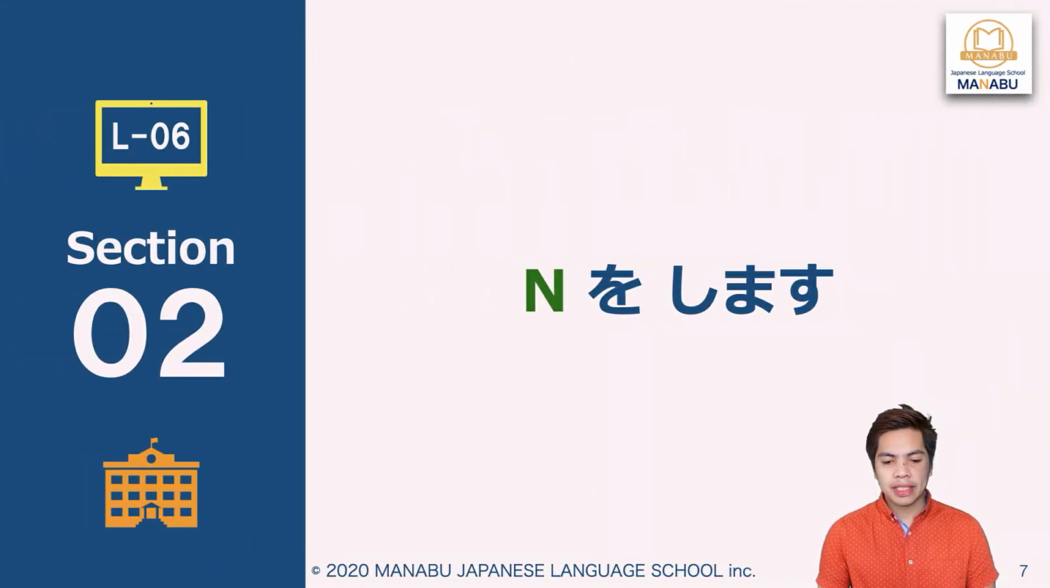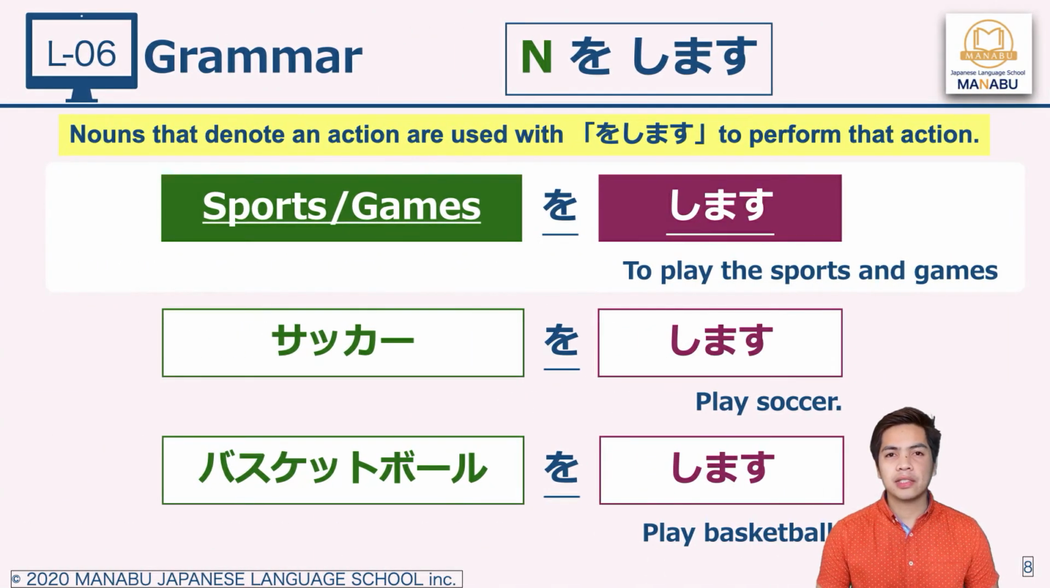Our next grammar point is noun o shimasu. Nouns that denote an action are used with o shimasu to perform that action. So, the noun o shimasu, this noun indicates or denotes an action. For example, sports or games. Sports or games o shimasu. So one example of sports is soccer. Soccer o shimasu. The word shimasu can be translated as to do. To do something. But in this case, when the noun is a sport or a game, it means to play that game. So soccer o shimasu, to play soccer.